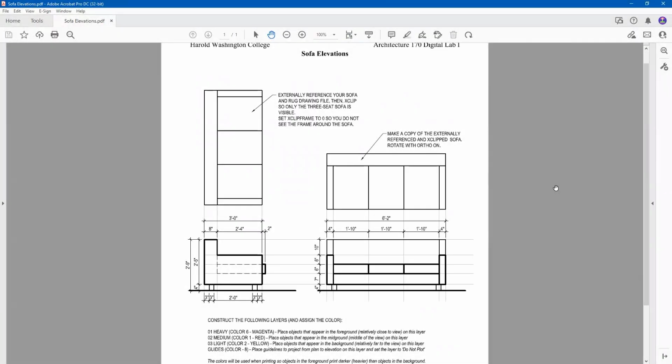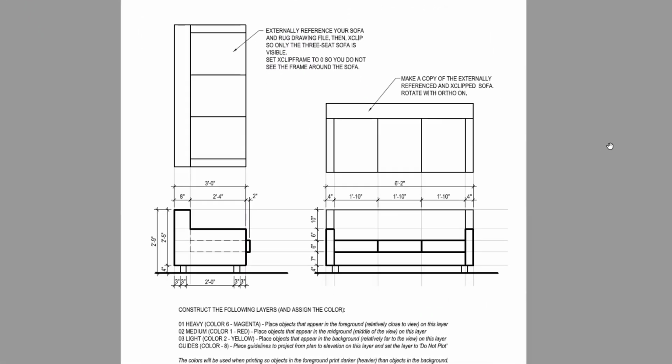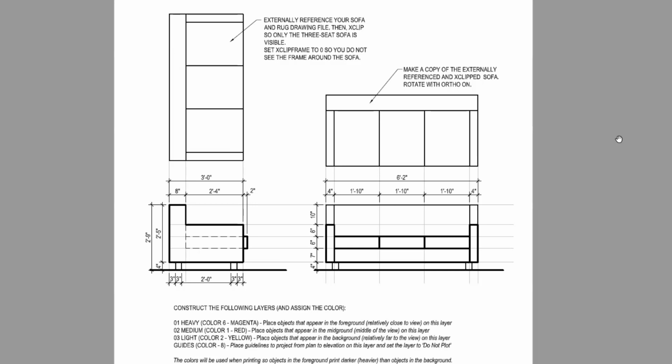This is the next drawing assignment. This one is called sofa elevations. What I will ask you to do is externally reference the sofa that you've already drawn, bring that in, and manipulate it so that you can use it to construct the elevations. External references are a new concept that I'm introducing today.